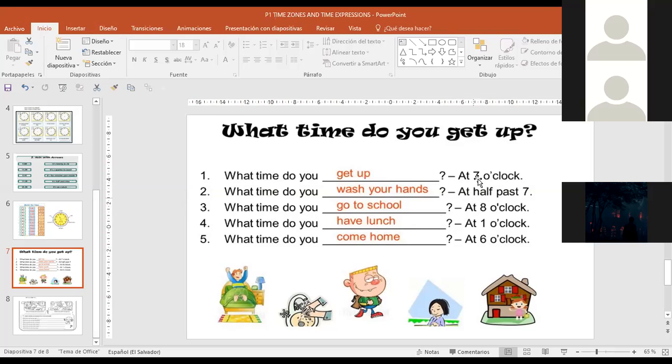Sus tiempos van a ser diferentes, ¿verdad? Los de cada uno. What time do you get up? What time do you wash your hands? What time do you go to school? What time do you have lunch? What time do you come home?